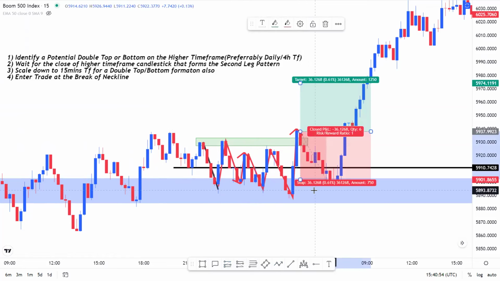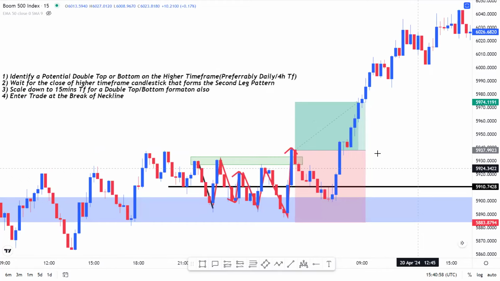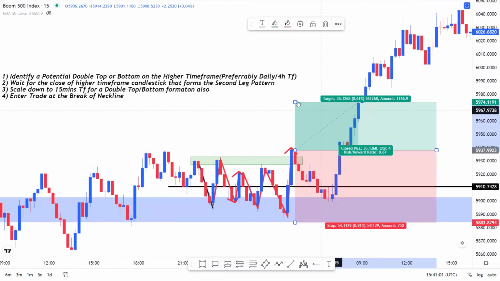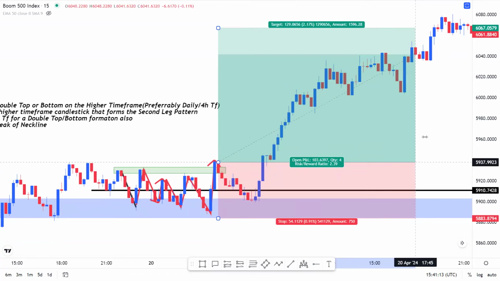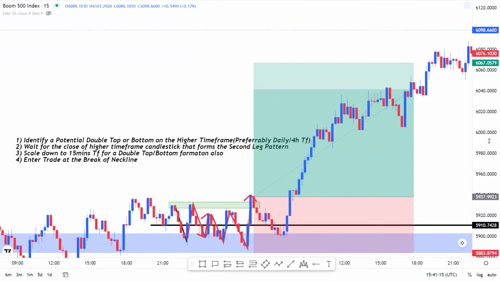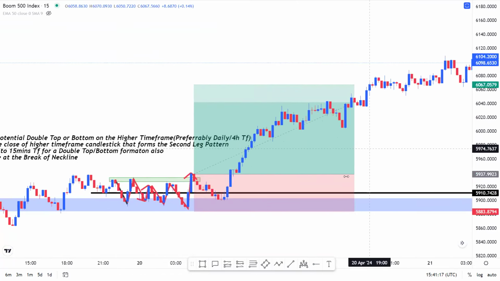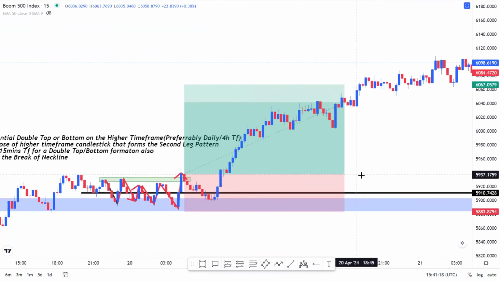I have my stop loss just below. And then, like we had said, look to target a 1 to 2 risk to reward minimum, or a 1 to 3, which can be increased depending on the trend of the higher time frame, in this case, the trend of the 4-hourly time frame.